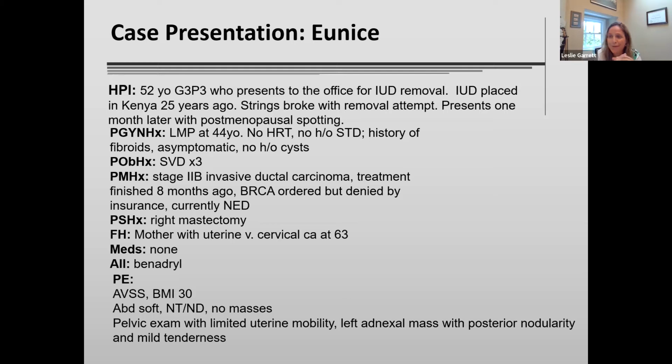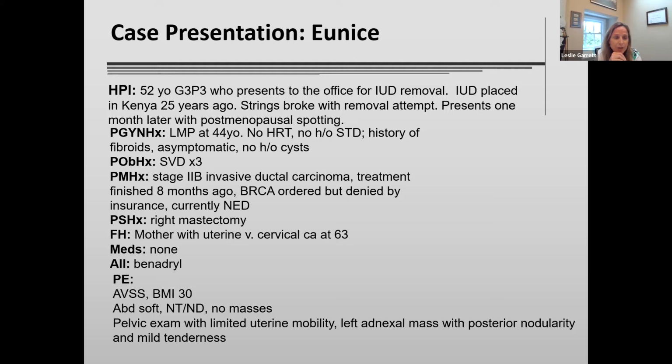So Eunice is a 52-year-old. She presented to the GYN office to get her IUD, which had been in there for probably 20 years, removed. They went to remove it and the strings broke. She also said, oh yeah, and by the way, I've been having some postmenopausal bleeding, which was thought to be due to this IUD. Her history is notable for an early menopause at 44.